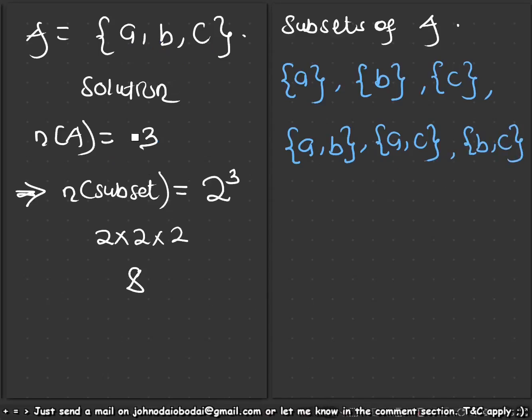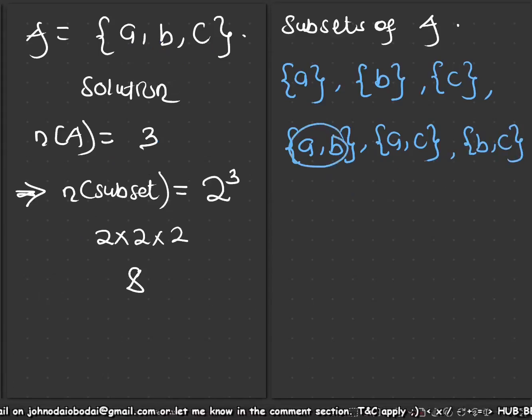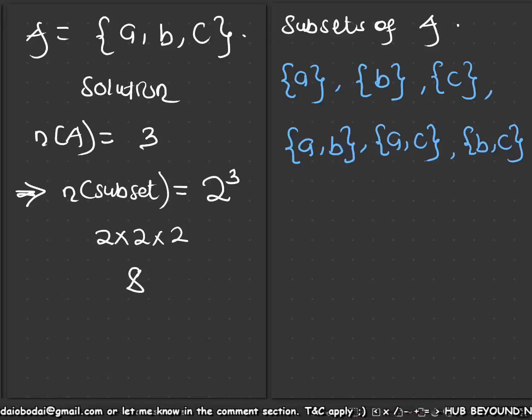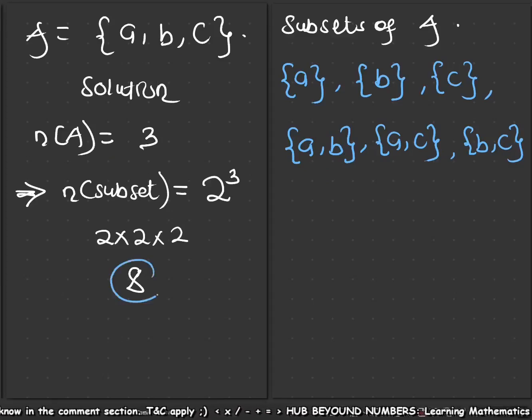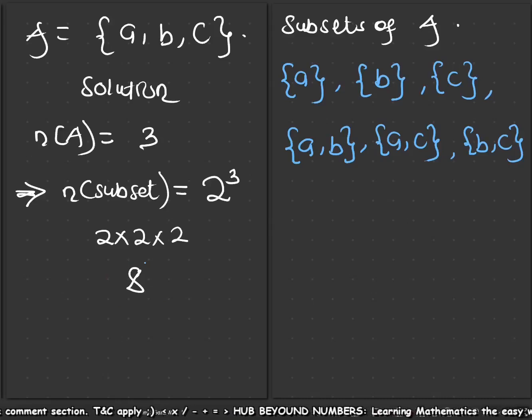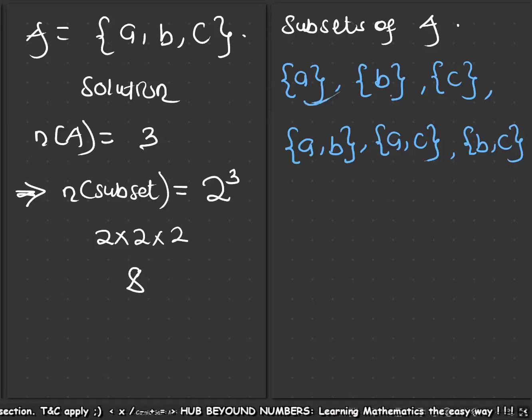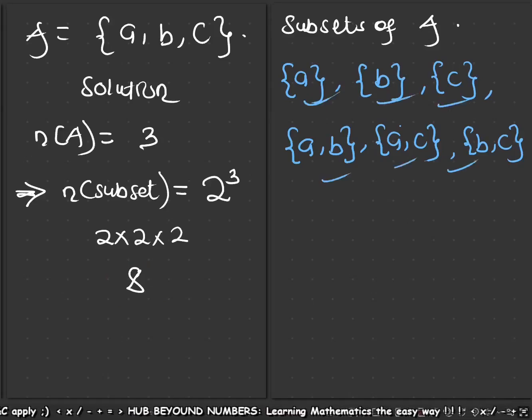Is there any pairing we have not done? What of B and A? B and A here is the same as A and B. They are actually the same thing. Now take note. Per our calculation, we said it has what? 8 subsets. But writing it out now, we have gotten 1, 2, 3, 4, 5, 6.